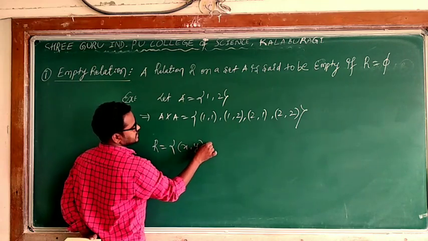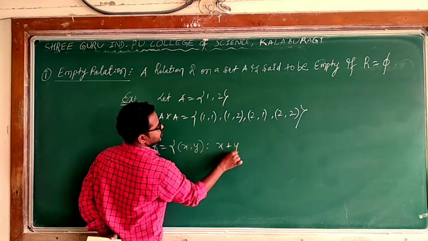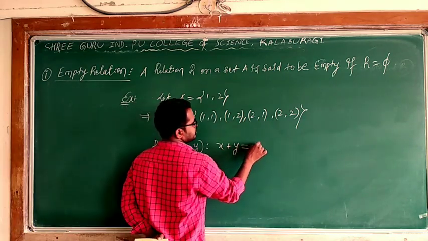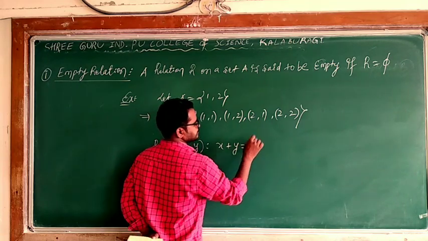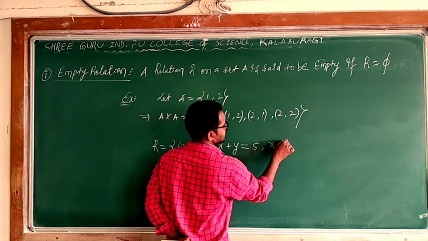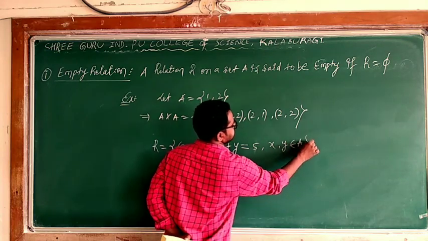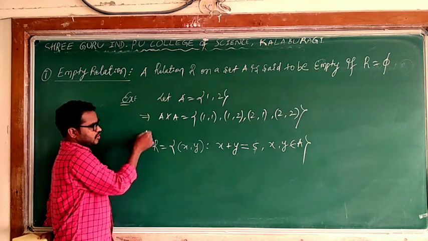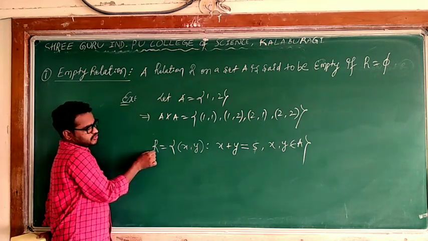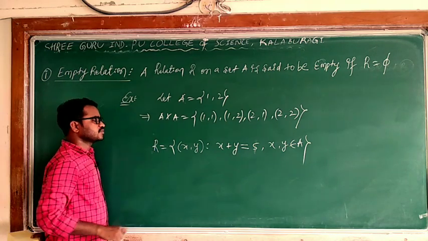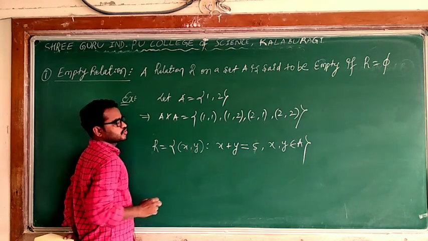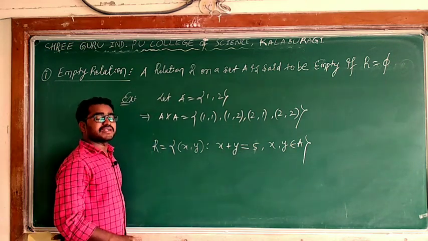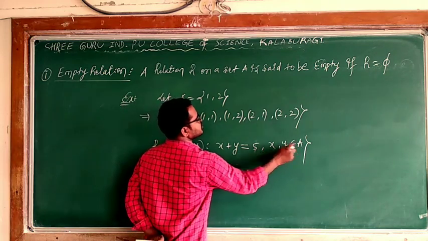R is equal to {(x, y) such that x plus y is equal to 5, where x, y belongs to the set A}. Listen to me. According to this given A cross A, I need to find the relation R. R is a set of ordered pairs where the addition x plus y should give 5. And x, y belongs to A.